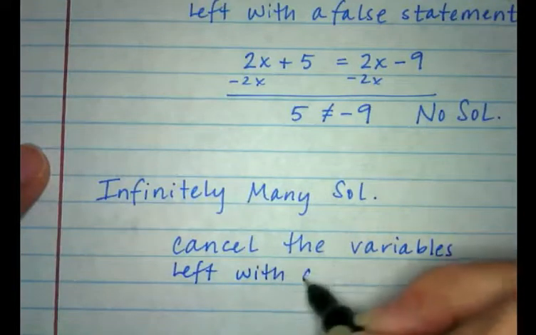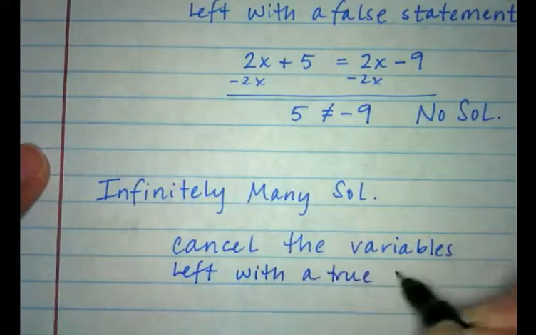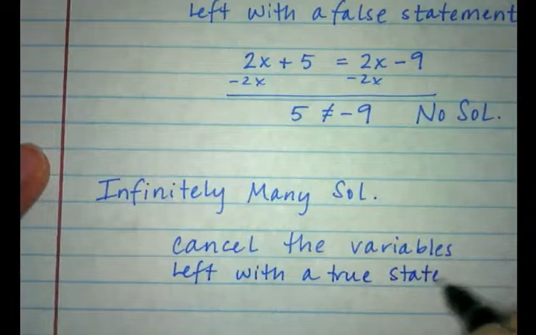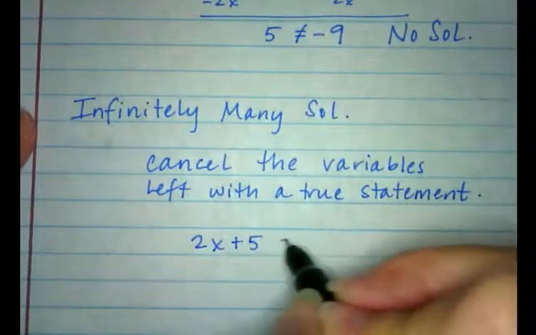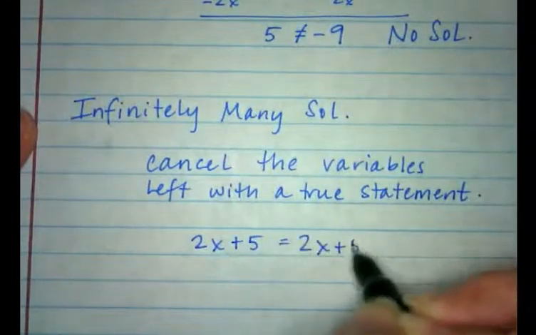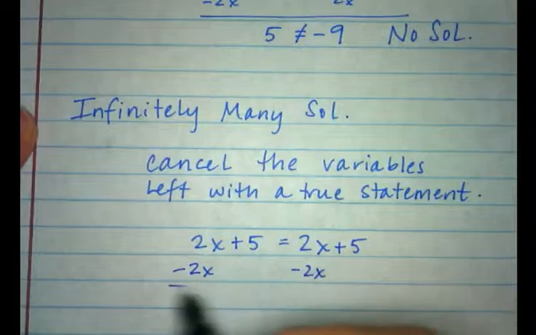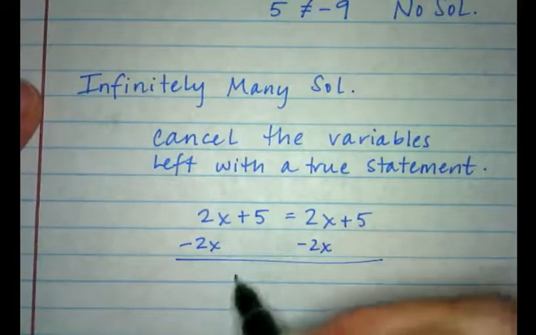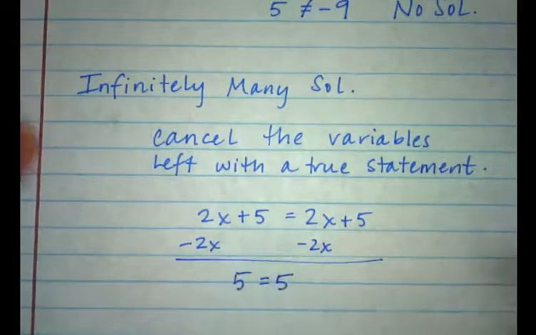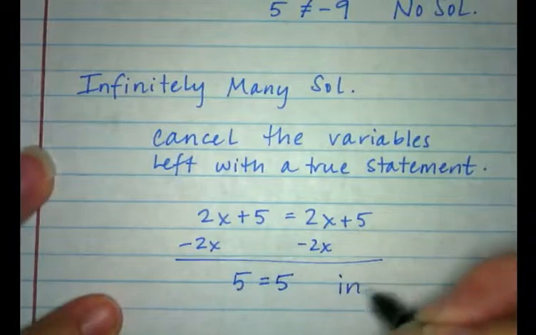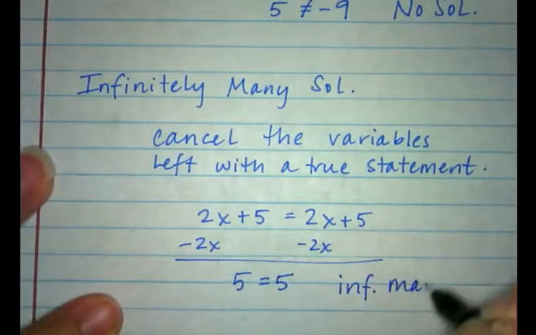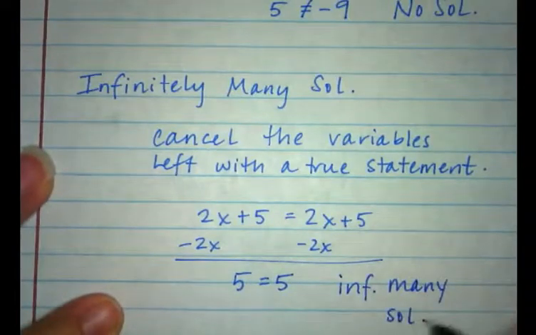So if we just look at the example that we did above, if we had 2x plus 5 equals 2x plus 5, and we subtracted 2x from both sides, we would be left with 5 equals 5. And that's true. So the answer would be that there are infinitely many solutions.